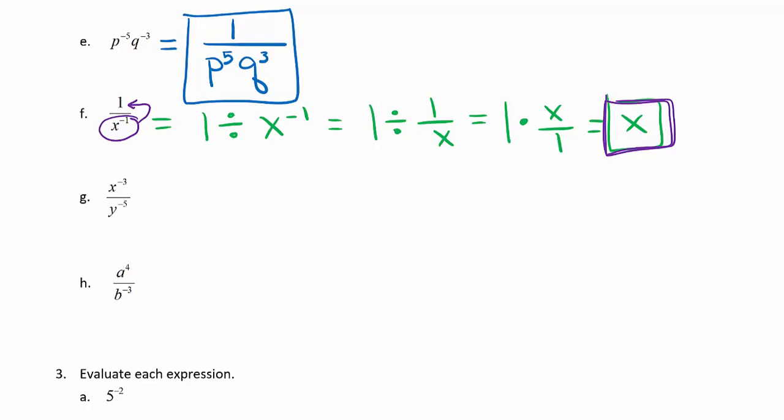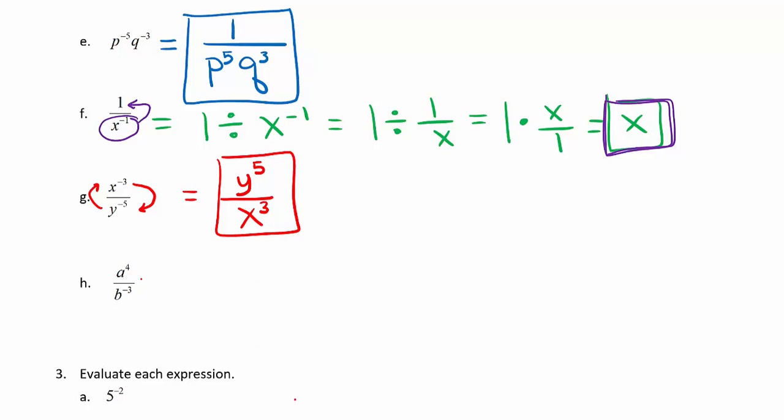Anything with a negative exponent, I am going to move to the other side of the fraction bar. So that means the x to the negative 3 moves to the bottom and becomes an x to the positive 3. And the y to the negative 5 moves to the top and becomes a y to the positive 5. Again, only the things with negative exponents move.